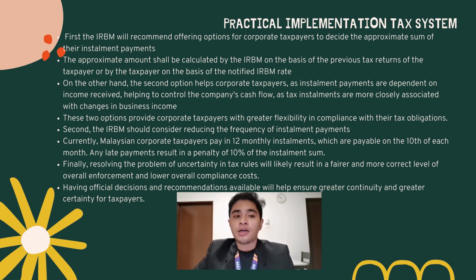The first choice would not ask corporate taxpayers to decide how much they have to pay. It is easy and sufficient for small corporate taxpayers with an annual income of less than 5 million. On the other hand, the second option helps corporate taxpayers as installment payments are dependent on income received, helping to control the company cash flow, as tax installments are most closely associated with changes in business income.